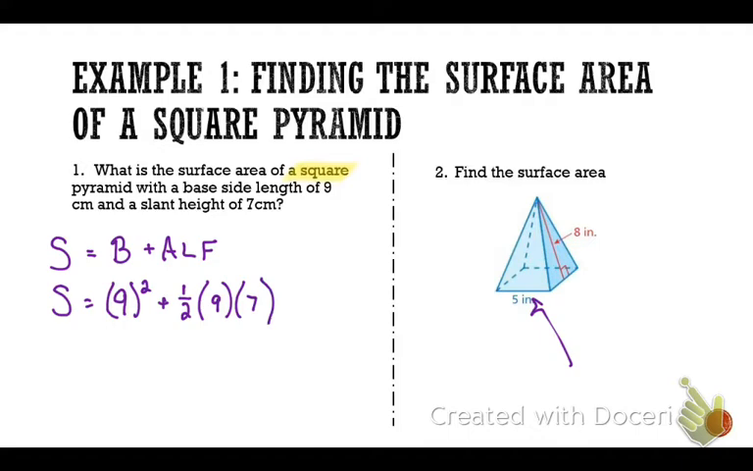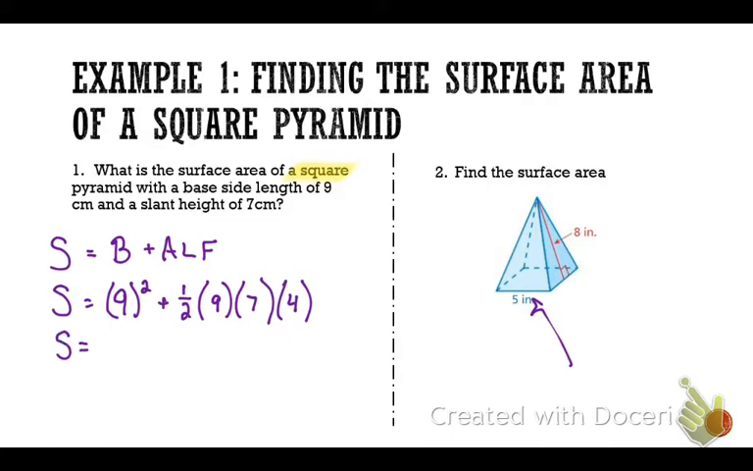How many of these lateral faces did I say I was going to have? It's a square, so 4. So now I take that area and I multiply it by 4. I multiply it by 4 because I know there are 4 identical lateral faces. All right, so now let's do the math.